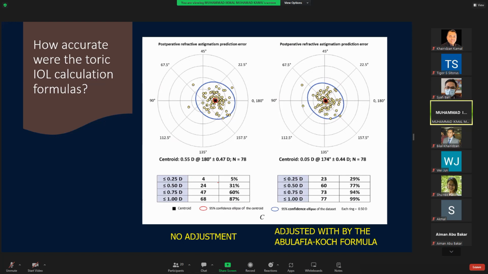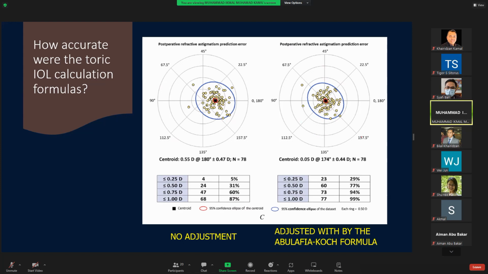And we can also separate the table into less than 0.25 diopter, less than 0.5 diopter, less than 0.75 diopter, and less than 1 diopter. We can know how accurate our post-op prediction is by knowing the prediction error. This one is the post-op refractive astigmatism prediction error, but adjusted with the Abulafia-Koch formula.